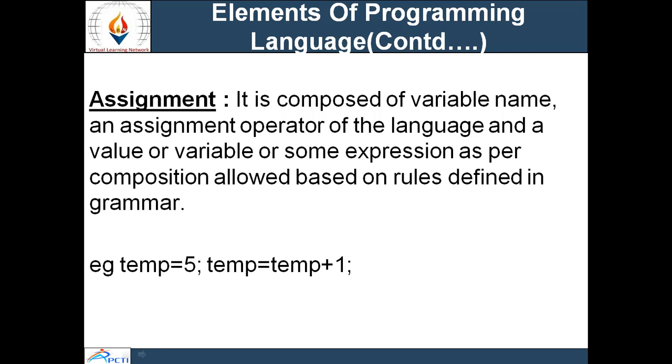Assignment. It is composed of a variable name, the assignment operator of the language, and a value, variable, or some expression, as per the composition allowed based on rules defined in the grammar. Example, temp is equal to five. Temp is equal to temp plus 1. This means to add 1 to the current value of the variable temp.